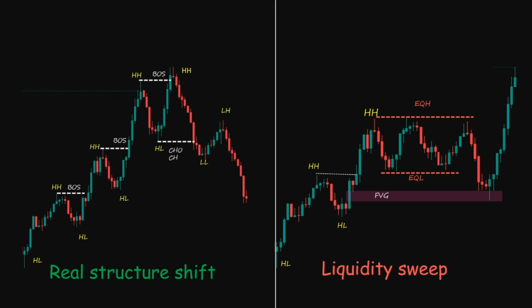and a liquidity sweep. I'll also show you a few market scenarios where a structure break is less likely to lead to a real reversal and more likely to flip and turn into a sweep. Alright, let's jump into it.